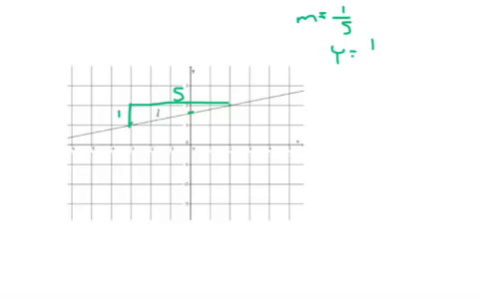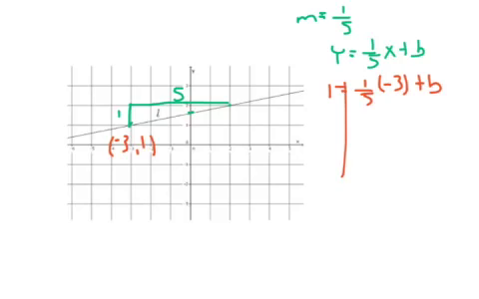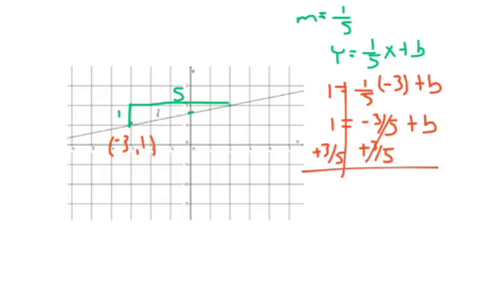So I have y equals 1/5 x plus b. Remember, it does not matter which ordered pair you plug in. I'm going to plug in this ordered pair, which was -3, 1. So instead of y, I have 1. Instead of x, I have -3. Therefore, I have 1 equals -3/5 plus b. And then the opposite of subtracting 3/5 would be adding 3/5. These cancel, and if I take 1 plus 3/5 in my calculator, I would get 8/5.